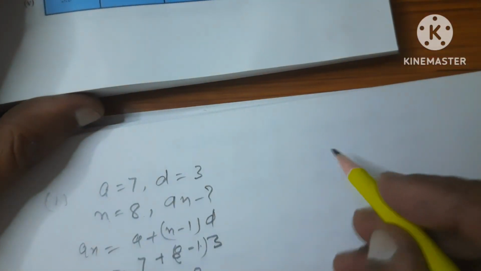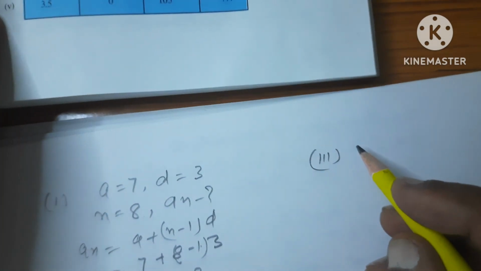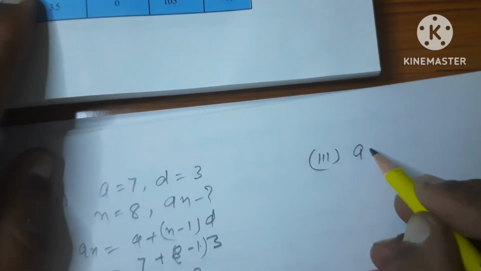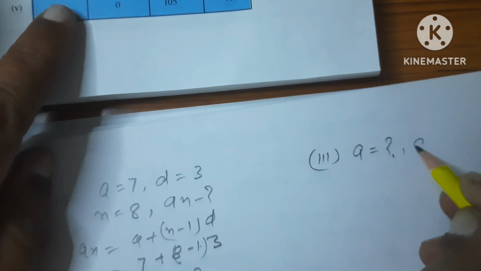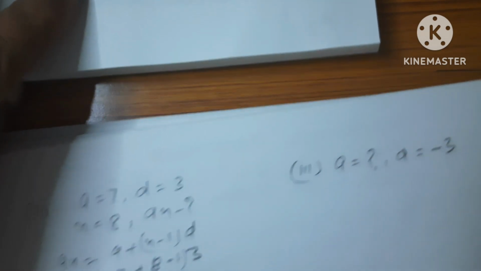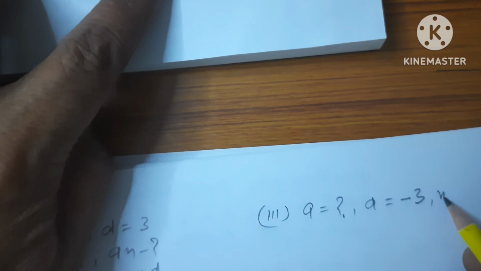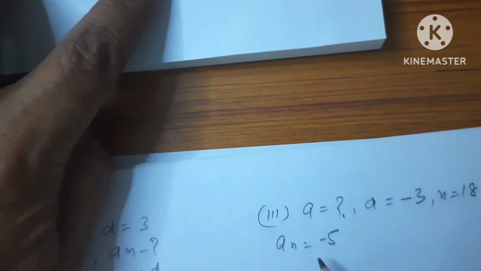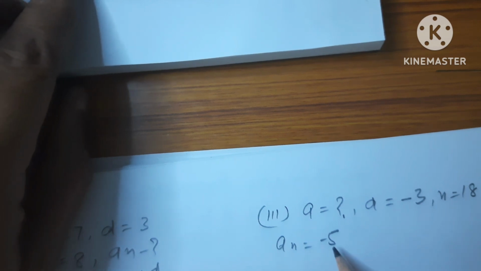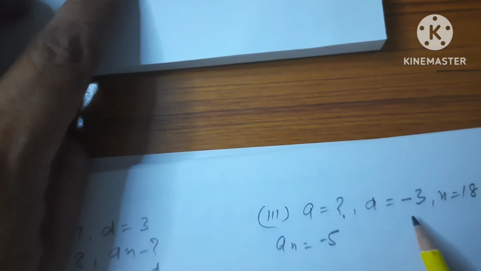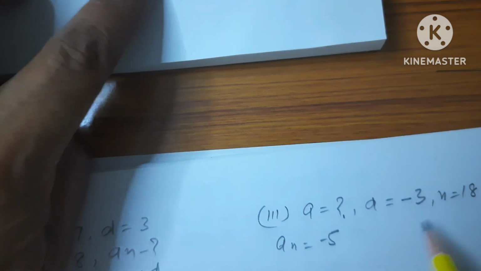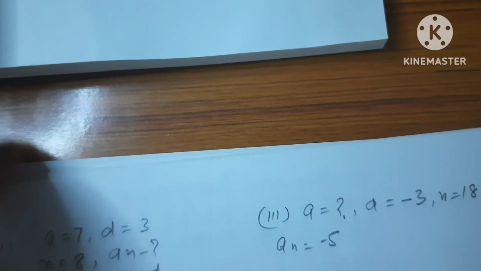Now let us move to the third part. Third part is: a we want to find out, d is equal to minus 3, n is equal to 18, and an is equal to minus 5. 1, 2, 3 and 4 things. a we want to find out, d is equal to minus 3, n is equal to 18, an is equal to minus 5. So let us put the things in the formula.